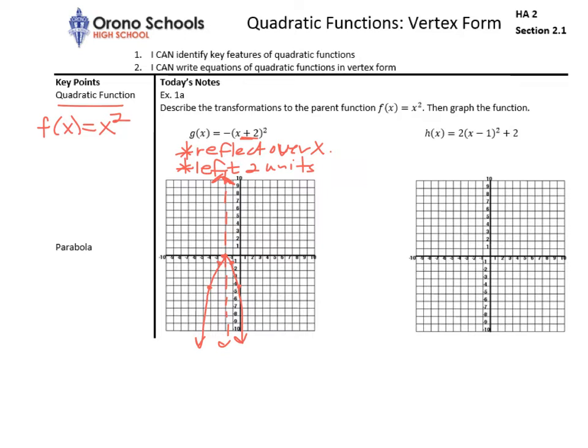The next graph, we have a couple of things happening here. Notice it's h of x equals 2 times x minus 1 squared plus 2. Now that first 2 will cause a vertical stretch by a factor of 2. The x minus 1 on the inside will move the graph right 1. That would be the vertex. And then the 2 on the outside will move the vertex up 2 units.